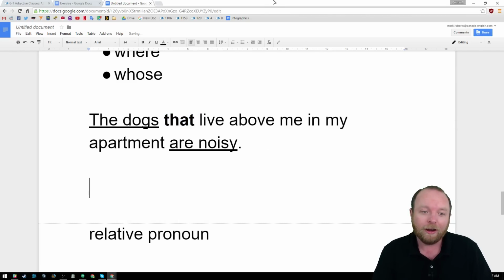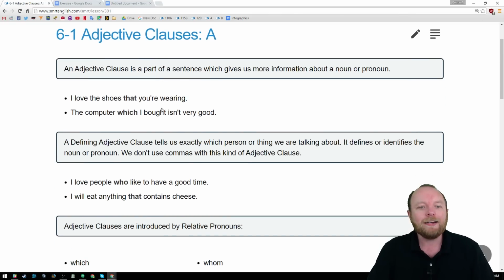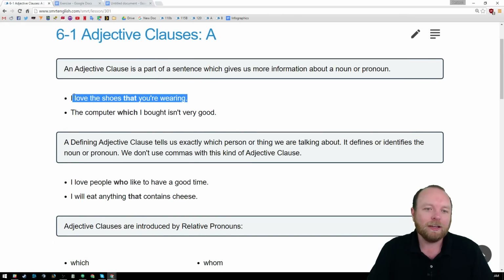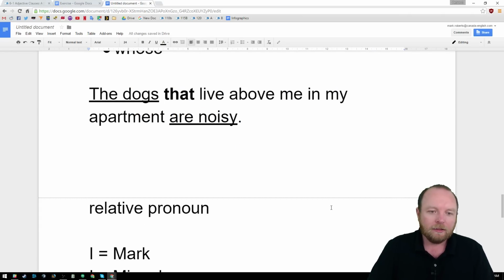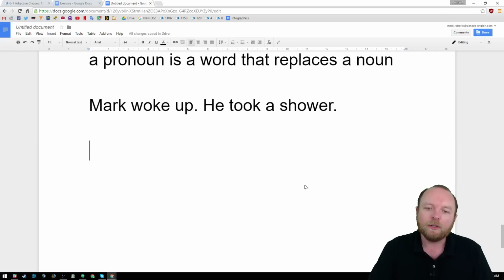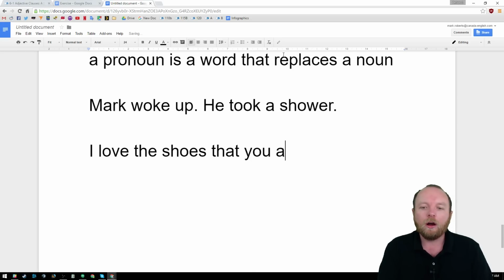I know. I'm sorry. I'm going to go back and look at an example here. Let's make a new example. Okay, here is: I love the shoes that you are wearing.